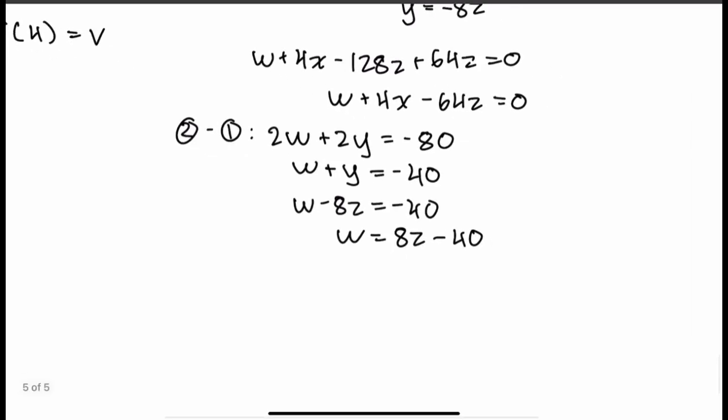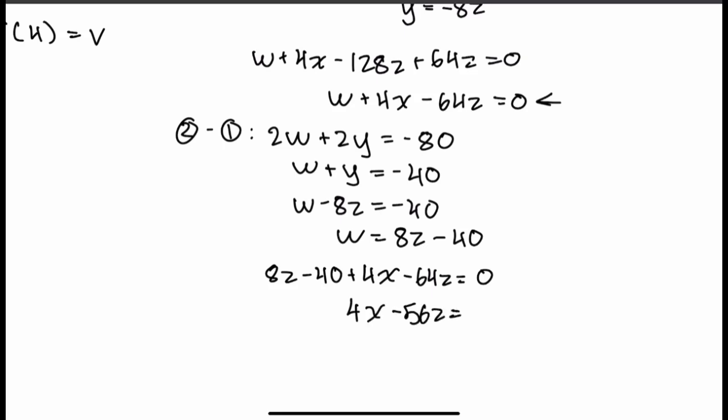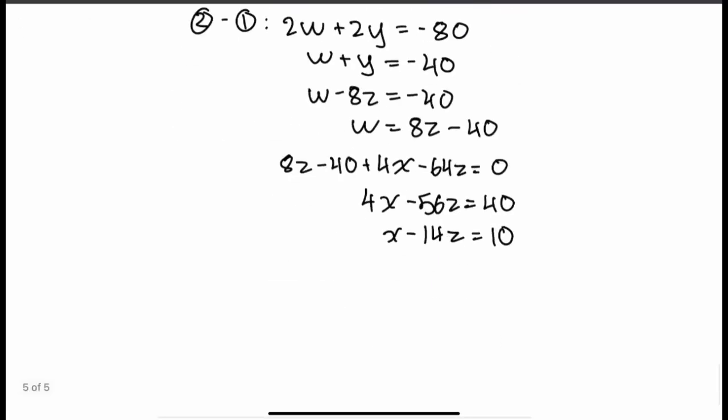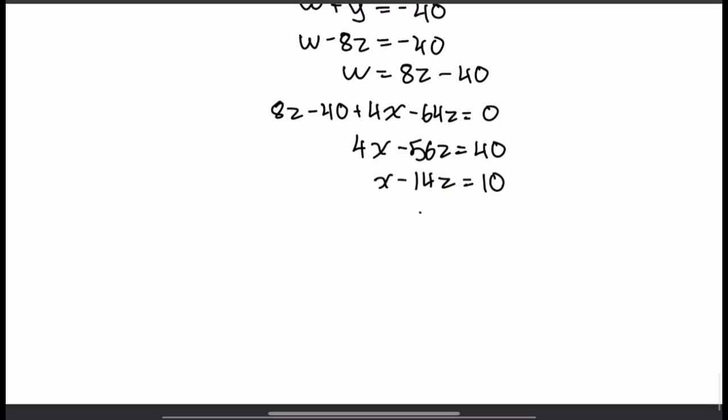And if we substitute this into this equation, then we have 8z minus 40 plus 4x minus 64z equals 0. So that means 4x minus 56z equals 40. And that means x minus 14z equals 10. Now that we have this, we can write x in terms of z, so x equals 14z plus 10.